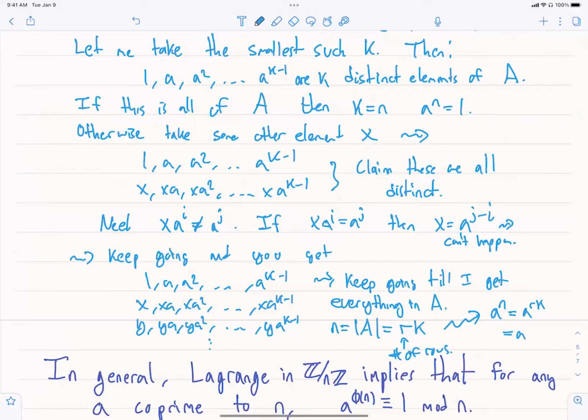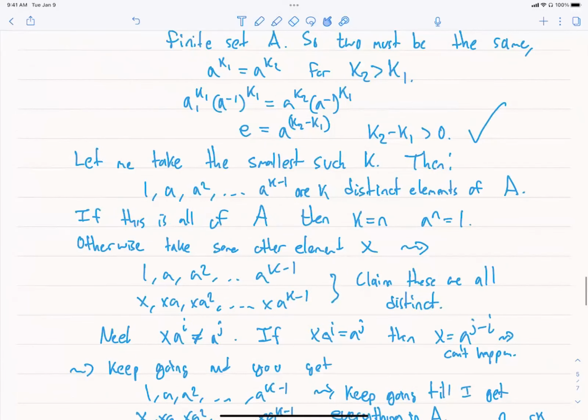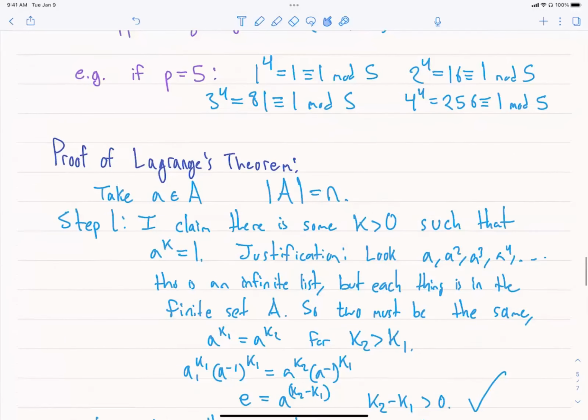Then the standard thing applies: this is a to the k to the r, which is 1 to the r, which is equal to 1, or e to the r equal to e, where e is the identity element. Good, and that's what I wanted to see. I wanted to show that if I raised a to the nth power, where n is the order of the group, then I got the identity. So that's the proof of Lagrange's theorem. Good.